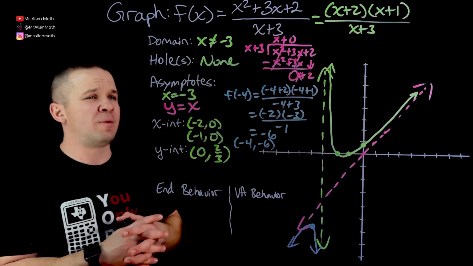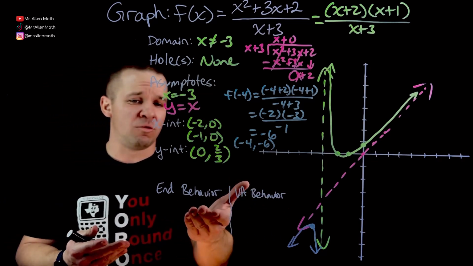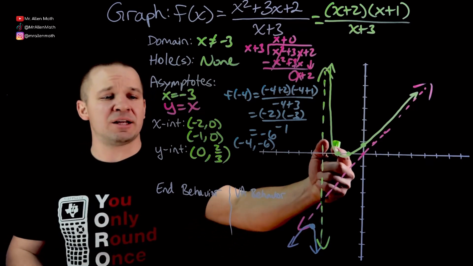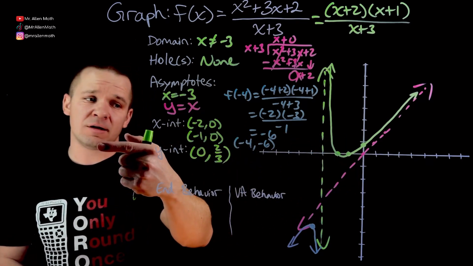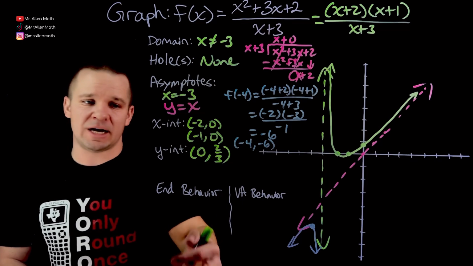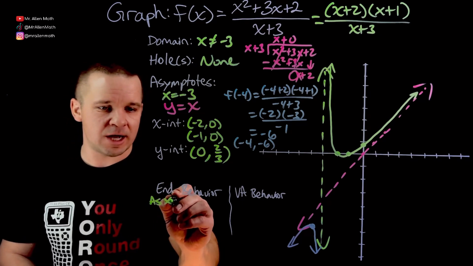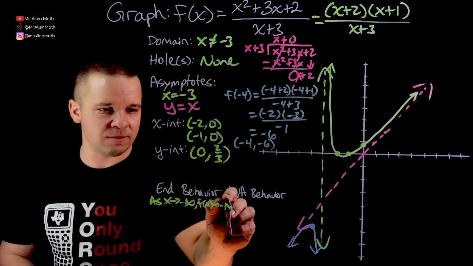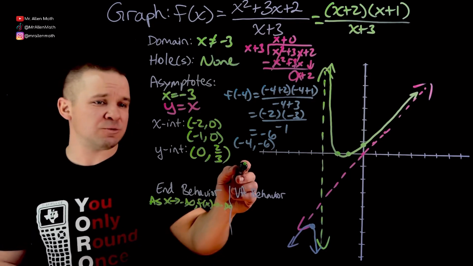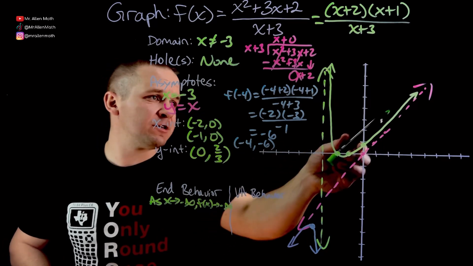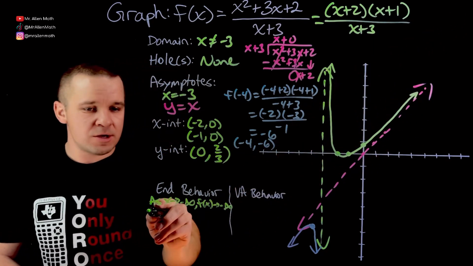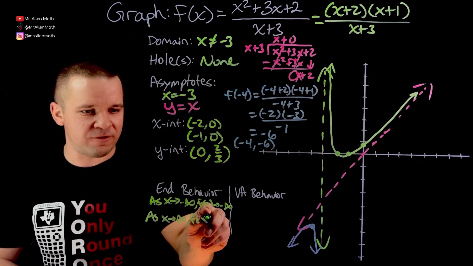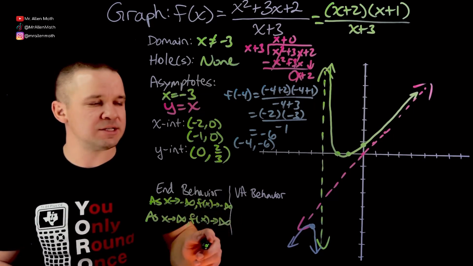All right. Cool. A little more here. End behavior. Let's go with end behavior. As x approaches -infinity, this graph is going down to -infinity. So as x approaches -infinity, f of x goes to -infinity. And then, as we go to +infinity, this graph is going to follow that oblique asymptote up. So as x approaches +infinity, f of x is also approaching +infinity.